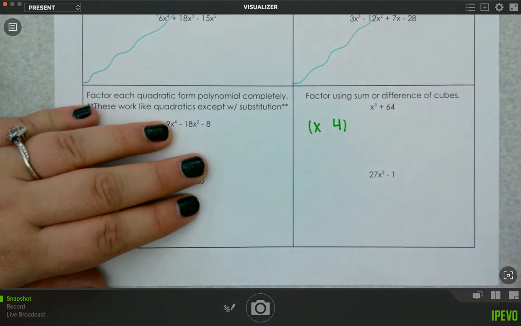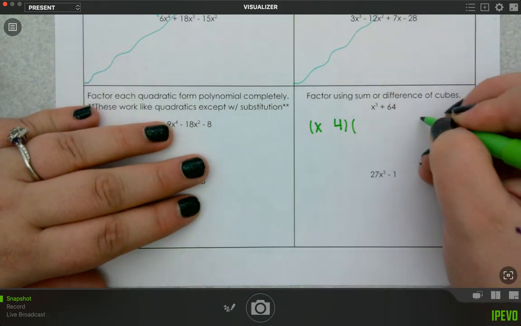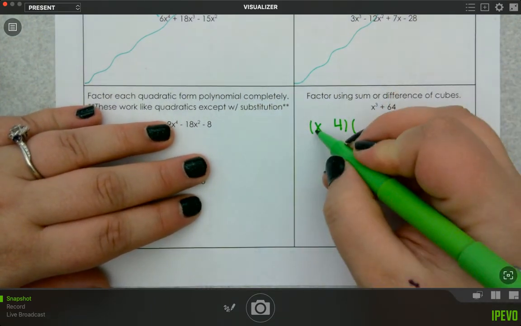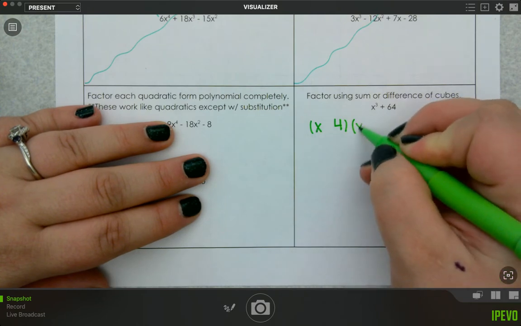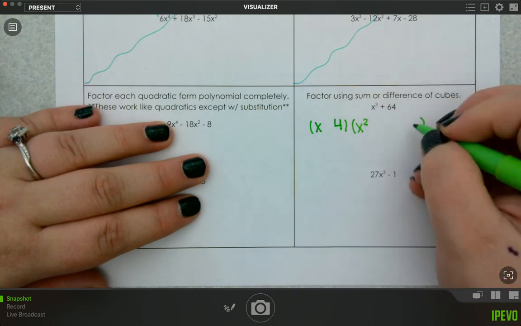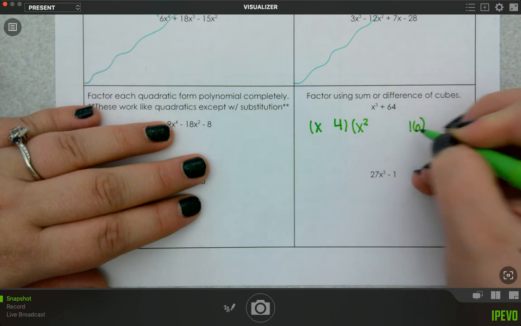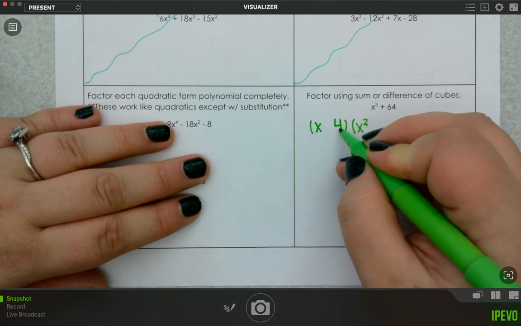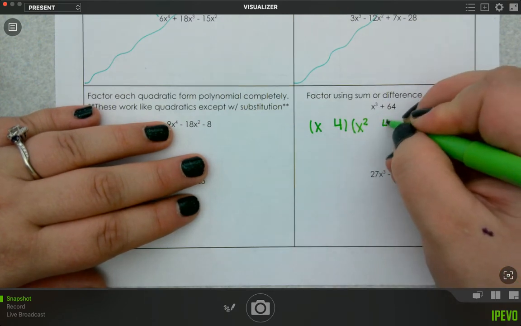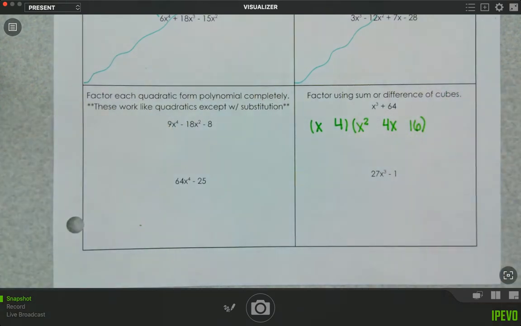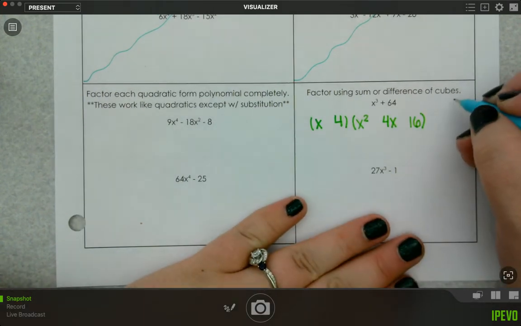And then you square those two, and that's what goes in the next parentheses. So x squared is x squared. 4 squared is 16. And in the middle, you multiply x times 4, which is 4x. I'm completely ignoring any signs so far. Then I'm going to go fill them in, and I'm going to follow SOAP.